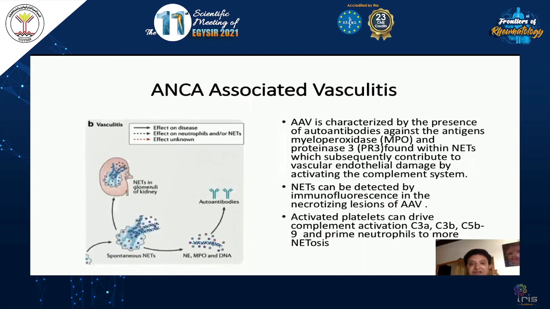About ANCA-associated vasculitis, it is characterized by the presence of autoantibodies against the antigens MPO again, and proteinase 3, found within NETs, which subsequently contribute to vascular endothelial damage by activating the complement system. NETs can be detected by immunofluorescence in the necrotizing regions of vasculitis. Activated platelets can drive complement activation and prime neutrophils to more netosis.